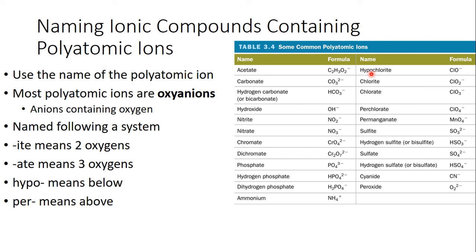Hypochlorite means the smallest number of oxygens. -ite means 2 oxygens. -ate means 3 oxygens. And per-...-ate means 4 oxygens. And we see that in nitrite and nitrate, sulfite, sulfate. So for these polyatomic ions, either the beginning or end of the name can give you information on how many oxygens are in your polyatomic compound.